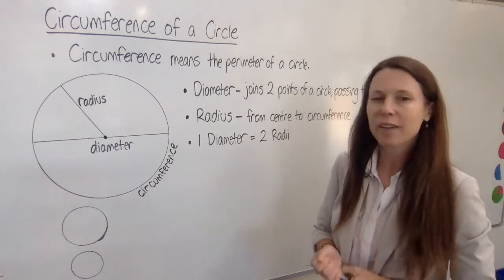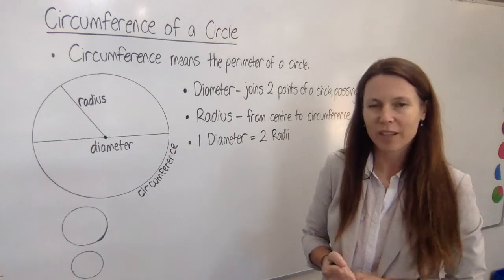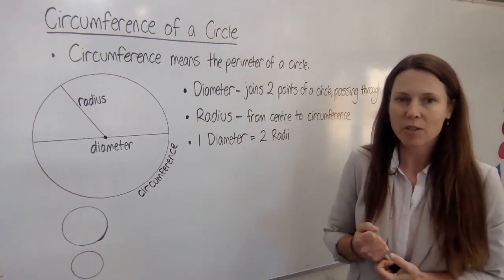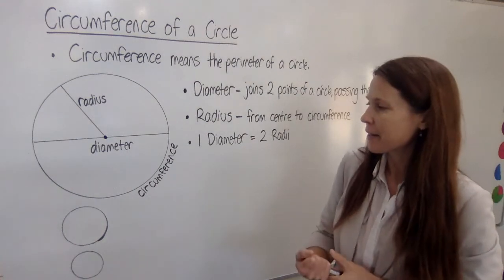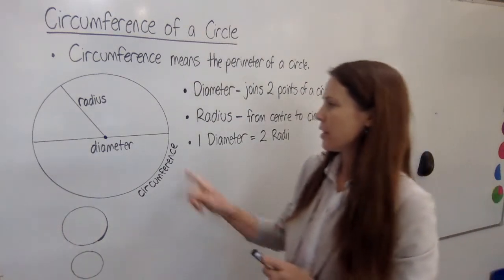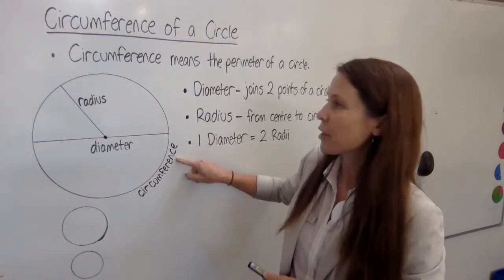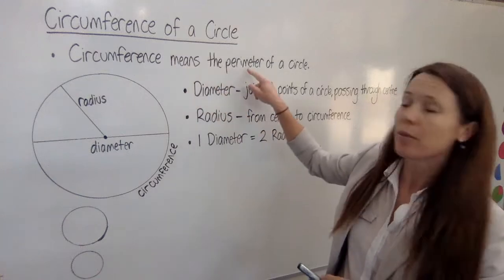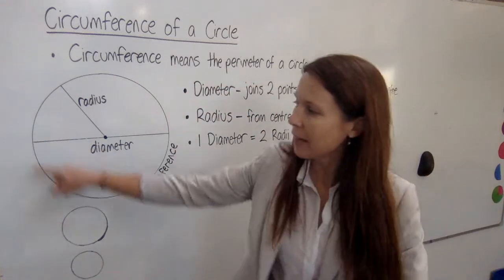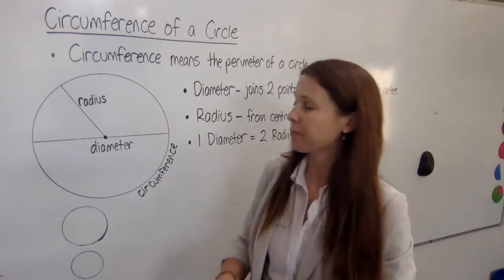Today we're going to learn how to find the circumference of a circle. Now, there's a few words that we need to understand fully before we get started. The main parts of the circle is the circle itself. Now, I've labelled this as circumference because circumference means the perimeter of the circle. So it's the length all the way around the outside.